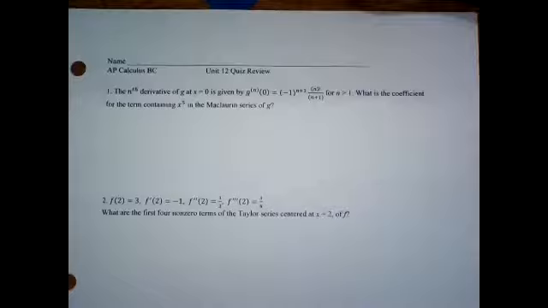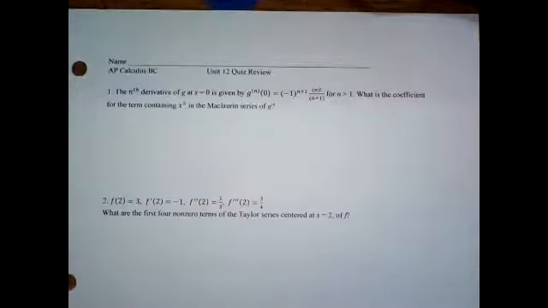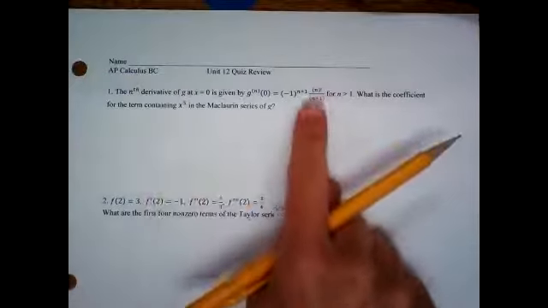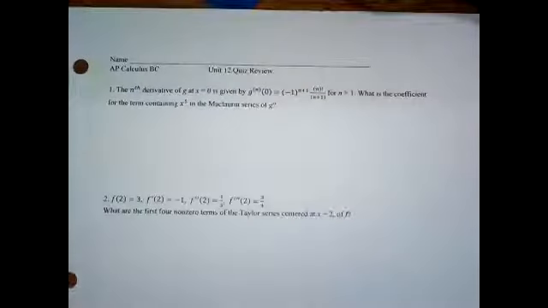So number one, the nth derivative is given by this mess for n bigger than 1. What is the coefficient for the term containing the x to the 5th in the Maclaurin series of G? You don't need to do the entire thing because we only need that one term, okay? So if we want it to be x to the 5th, what are we going to plug in there?